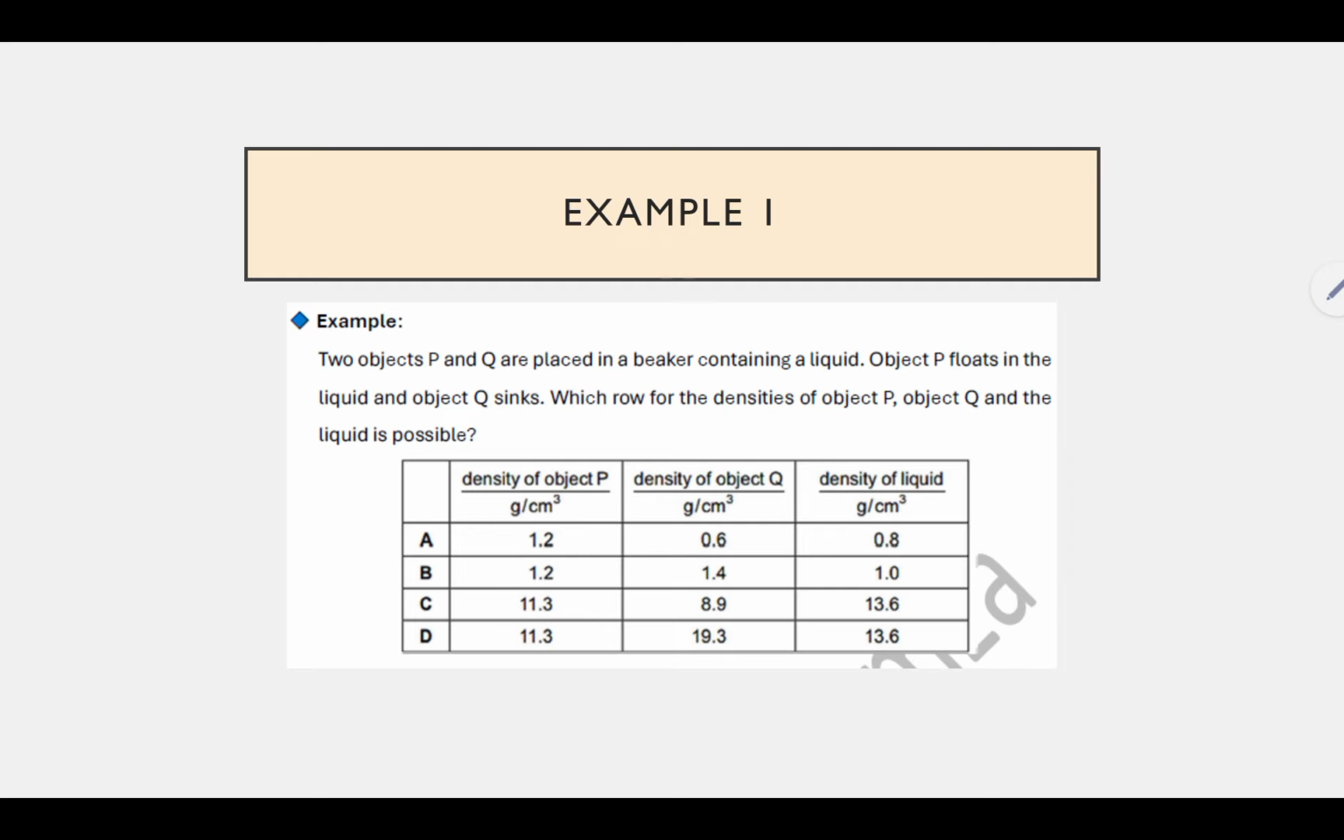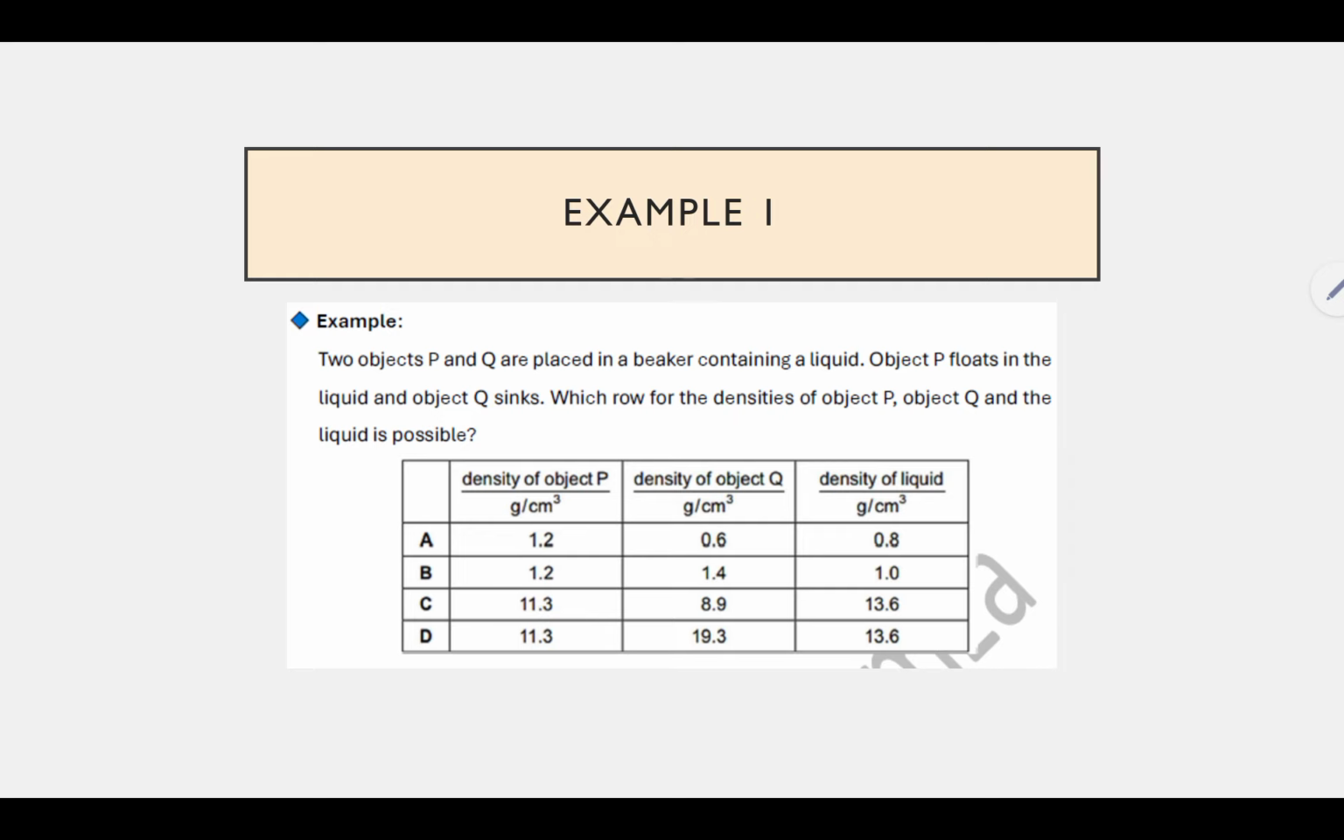Here's an example. Please pause the video, try it on your own, and then unpause to check your answer. Two objects P and Q are placed in a beaker containing a liquid. Object P floats in the liquid and object Q sinks. Which row for the densities of object P, object Q, and the liquid is possible? Remember, they said object P floats, which means that I need to make sure that the density of object P is less than the density of the liquid.